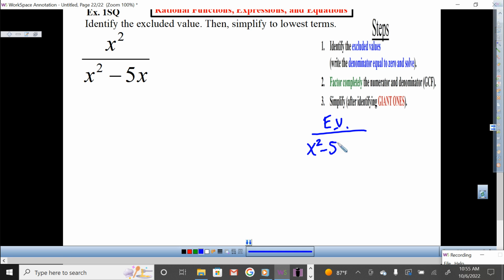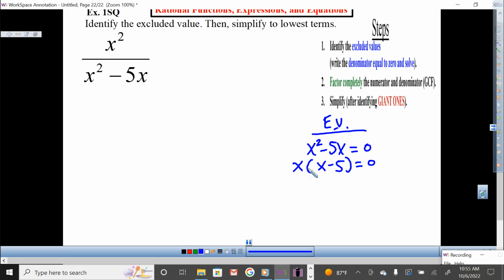x squared minus 5x equal to 0. All right. Now we need to solve. But here we have a dilemma now, because now it's a quadratic. Wait. Can I do square roots? This, yes. This, no. So, in our noodle, what are the two things that we check for? Standard form or GCF? Is there a GCF? Yes, x. That leaves us with x times x minus 5 equal to 0.